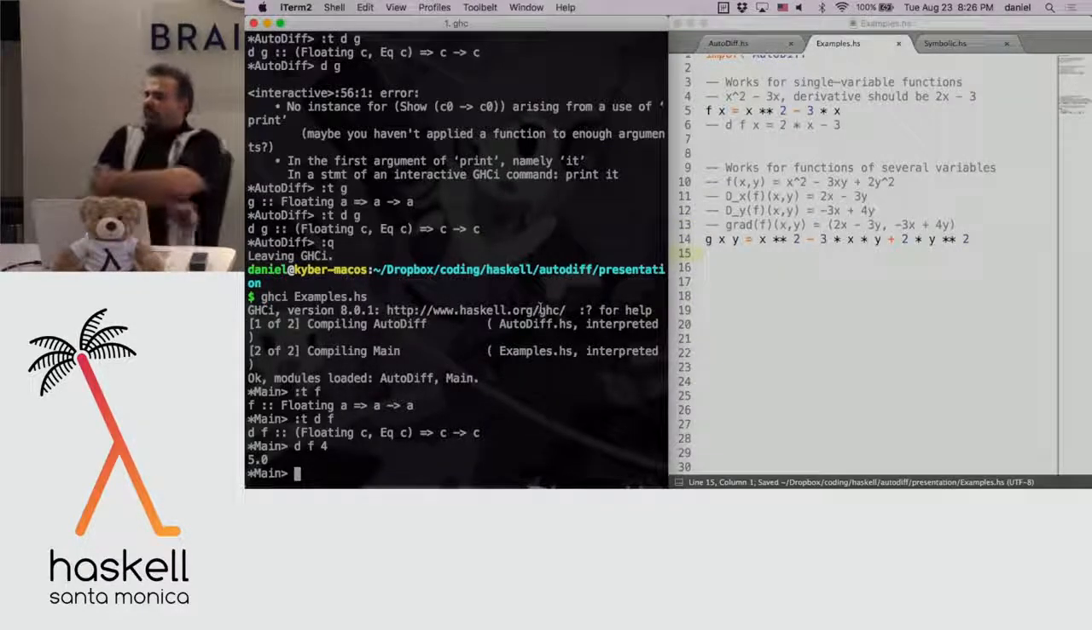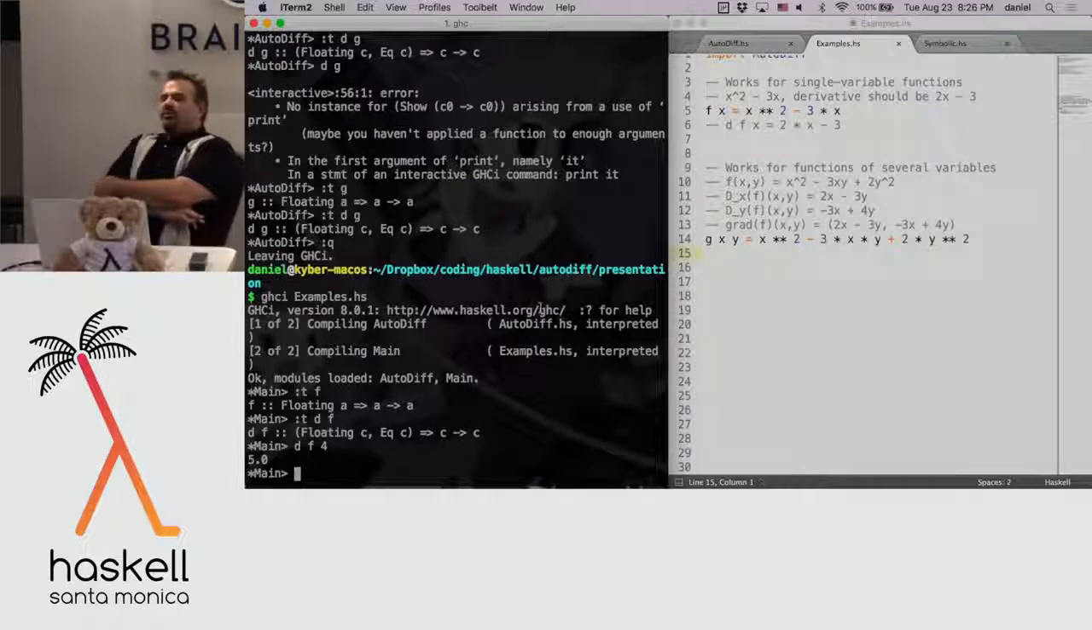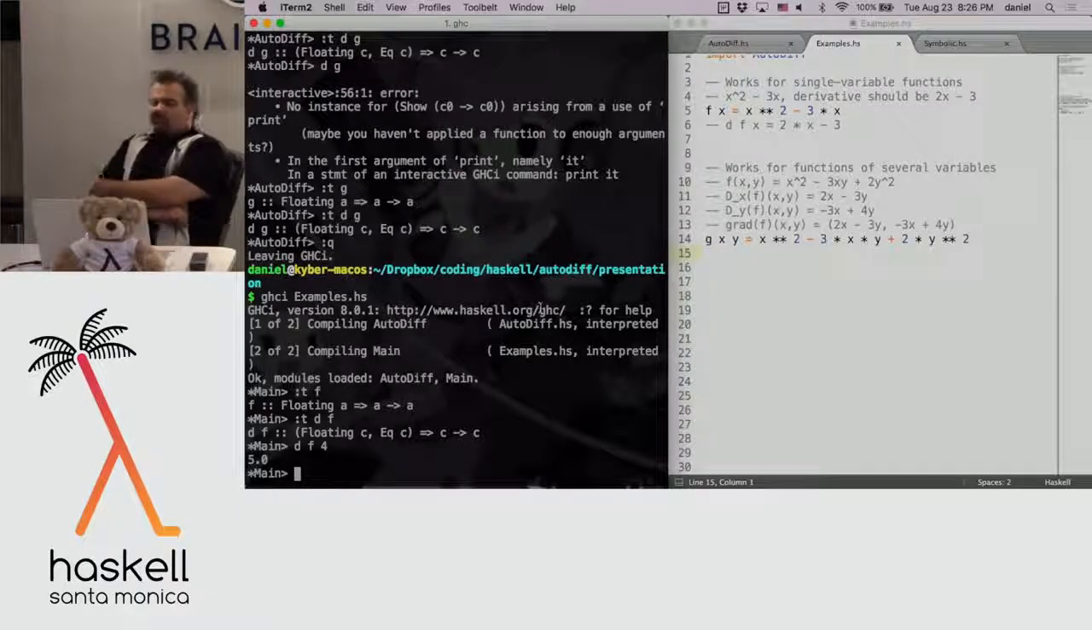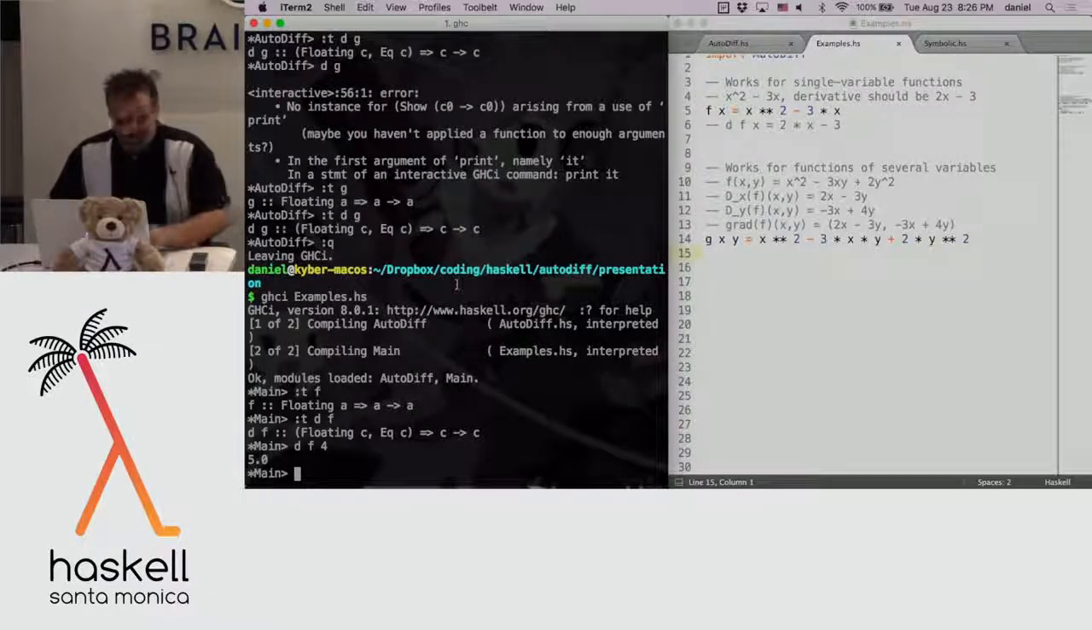A lot of times when people see that you wrote computer software to take derivatives, the first thing a real-life numerical analyst asks is, can it do multivariable functions? And then you go, well, no, I'm sorry, and then you go back home. This one is going to do that.